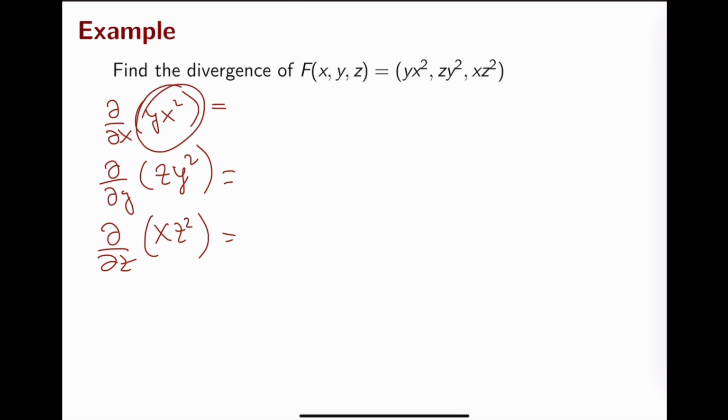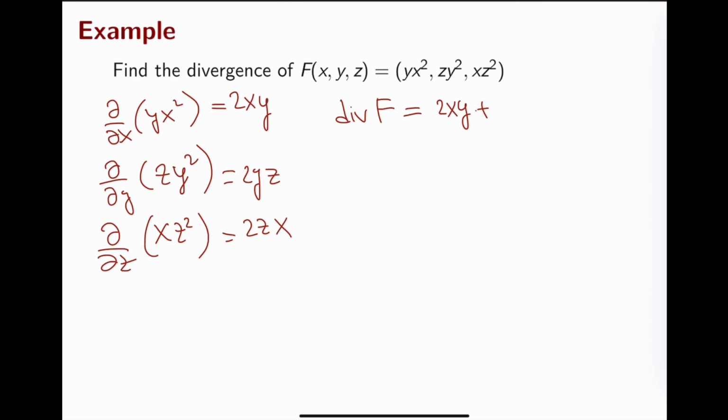Okay, so let's calculate each of these derivatives. The derivative of this with respect to x, well, the y goes out, and the derivative of x squared is 2x. The same way here, the derivative with respect to y, the z is a constant, and the derivative of y squared is 2y. And in here, with respect to z, the x is a constant, and so the derivative of z squared is 2z. So we have the three derivatives. Now to calculate the divergence of this vector field, we have just to add these three quantities. So the divergence will be the addition.